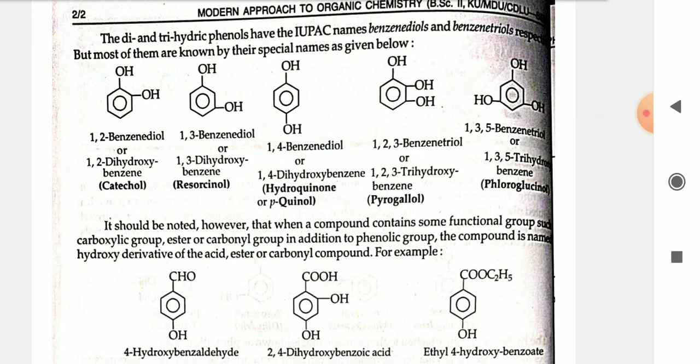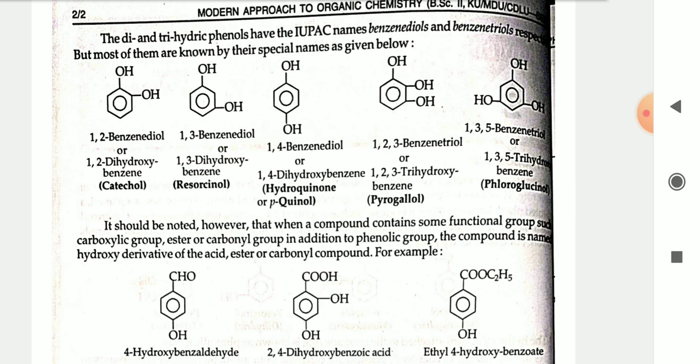Di and trihydric phenols have the IUPAC names benzenediol and benzenetriol respectively, but most of them are known by their special names as given below. 1,2-benzenediol, called 1,2-dihydroxybenzene. 1,3-benzenediol, called 1,3-dihydroxybenzene. 1,4-benzenediol, called 1,4-dihydroxybenzene. 1,2,3-benzenetriol, called 1,2,3-trihydroxybenzene. 1,3,5-benzenetriol, called 1,3,5-trihydroxybenzene.